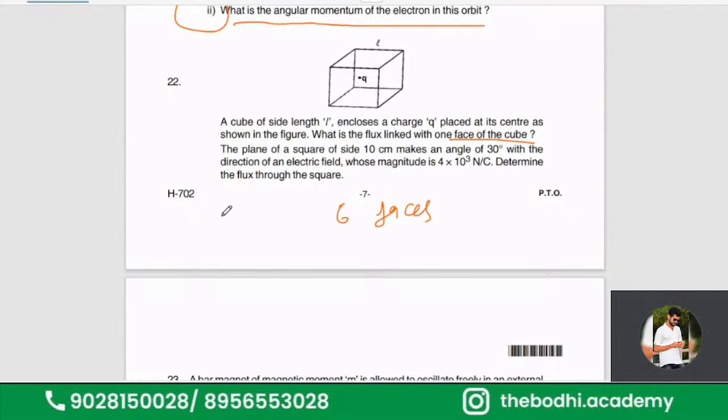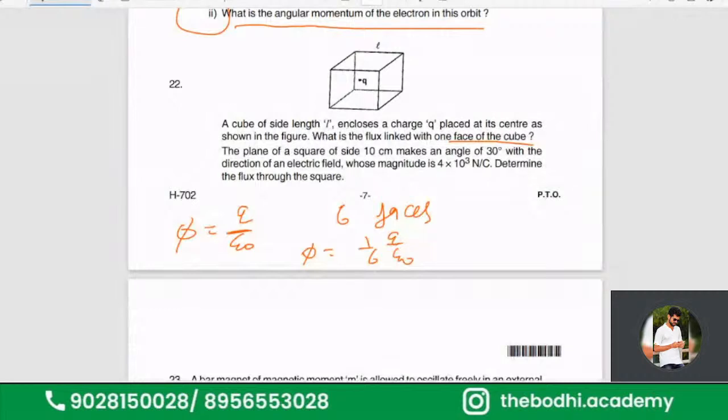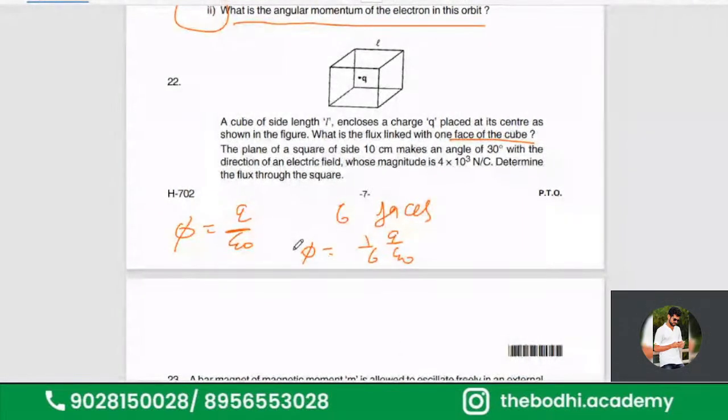We have the simple formula for flux linkage, that is phi is equal to Q by epsilon naught. Since we have 6 faces, the flux through one face will be given by 1 by 6 times Q by epsilon naught. So flux is equal to 1 by 6 Q by epsilon naught, 1 by 6 because we have 6 faces.